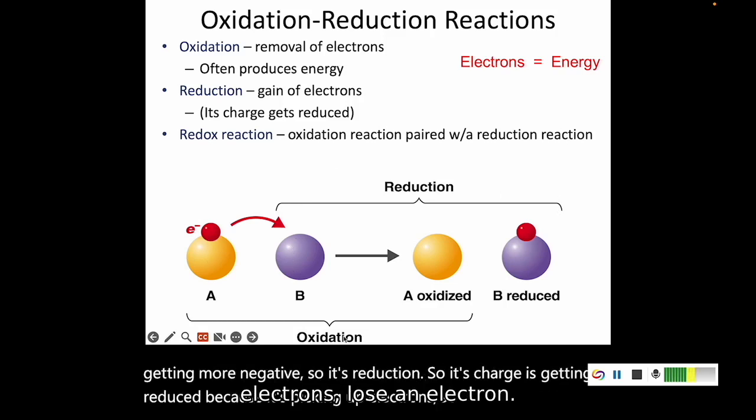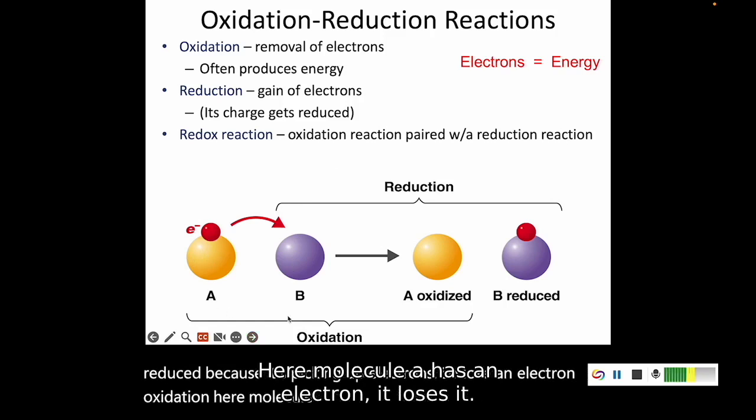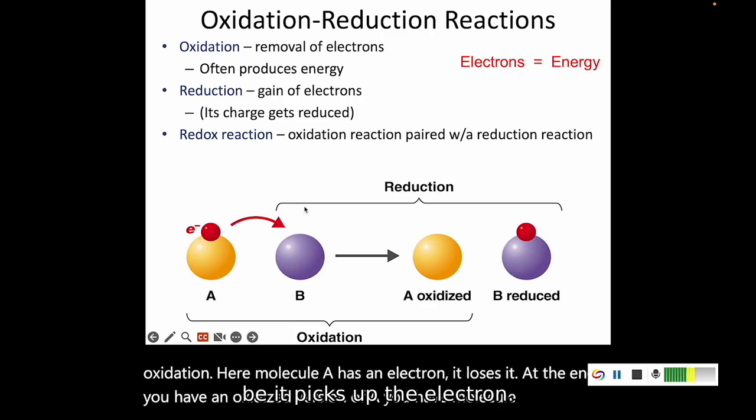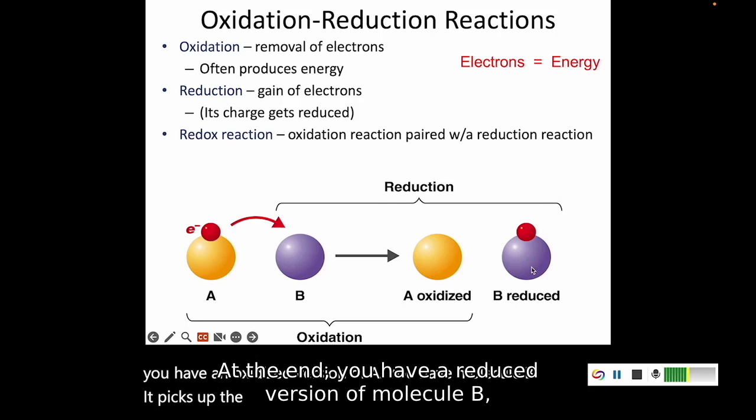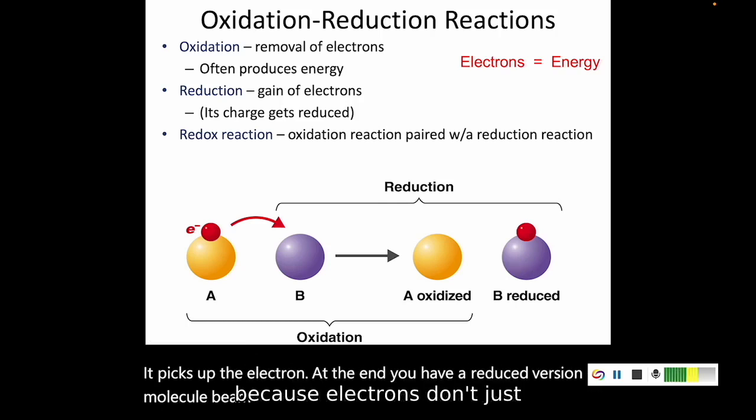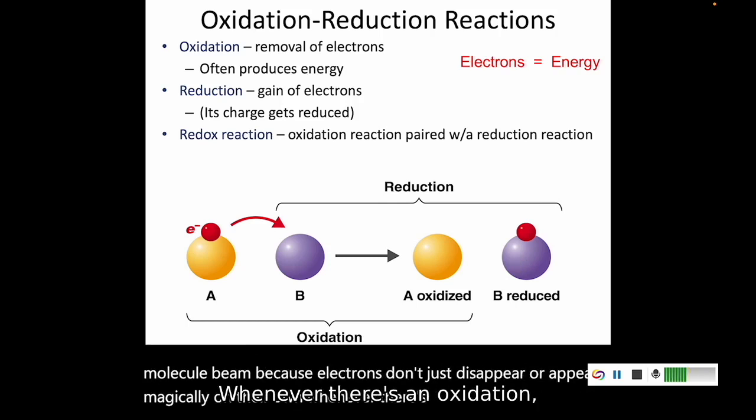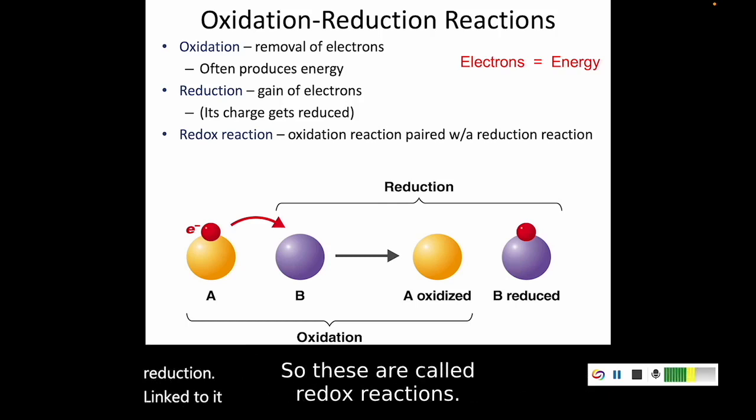So lose an electron, oxidation. Here molecule A has an electron, it loses it. At the end you have an oxidized version of A. Here you have molecule B, it picks up the electron. At the end you have a reduced version of molecule B. Because electrons don't just disappear or appear magically on their own, whenever there's an oxidation, there's a reduction linked to it. So these are called redox reactions.